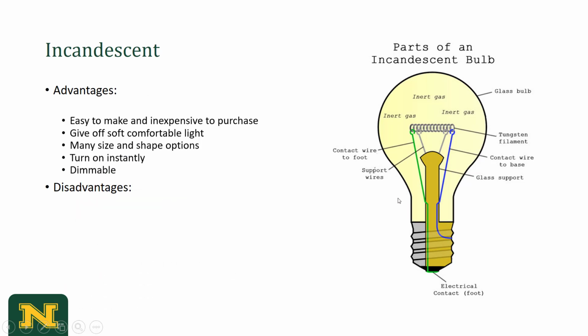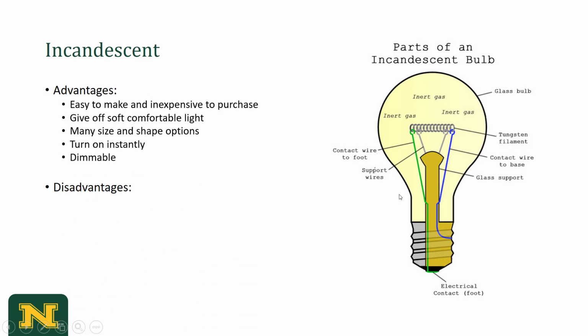Some of the big advantages of this are they're very cheap, they're inexpensive to make, they're the most common form. They give off what people consider soft and comfortable light, although we can adjust that a little bit. A lot of different options for how we use them. They turn on instantly because that power immediately is coming through and makes that filament glow. And they're also dimmable, because if we have a dimmable light where we're not giving them as much power, there's not going to be as much glow coming through.